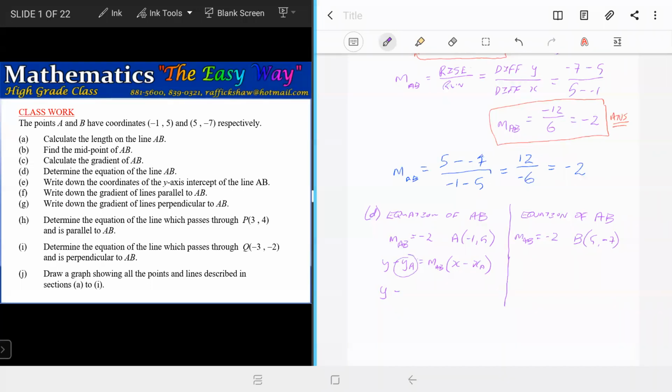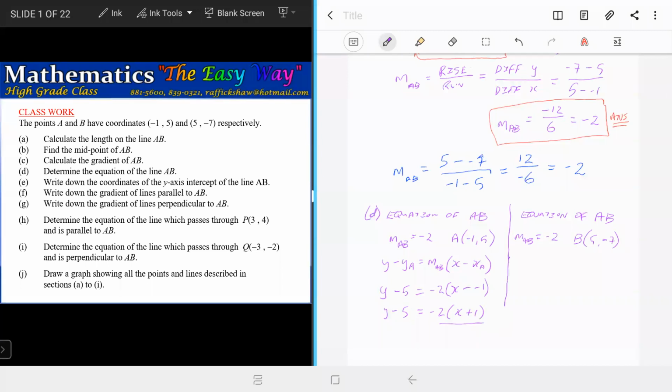YA is the Y value at the point A right here. That's YA now, 5. So that is y minus 5 equals the gradient, this same gradient here, negative 2, bracket x. Remember, this x doesn't change. Then x minus XA, and XA is actually negative 1. So I put minus negative 1, and the minus minus is going to become a plus. Let's write it like that first. So it becomes y minus 5 equals minus 2 bracket x plus 1.